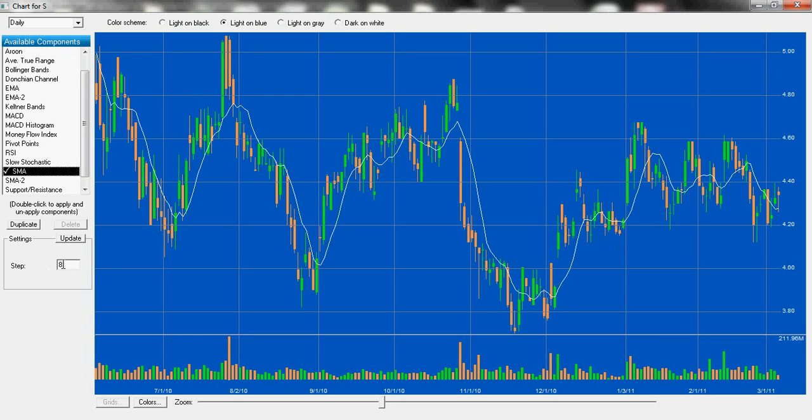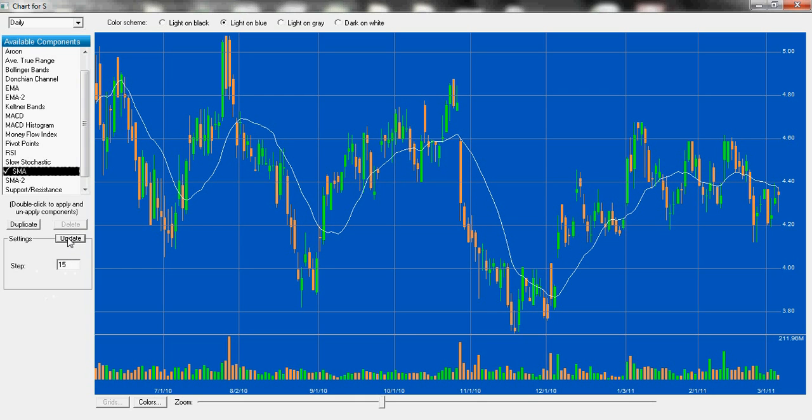Now over here you have your step. If it's on step 8 and time interval of daily, then the SMA is calculated based on the average closing price of the stock over the last 8 days. Now if we were to change the step to 15, then now we're calculating the average closing price of a stock over the last 15 days. You see how that works?